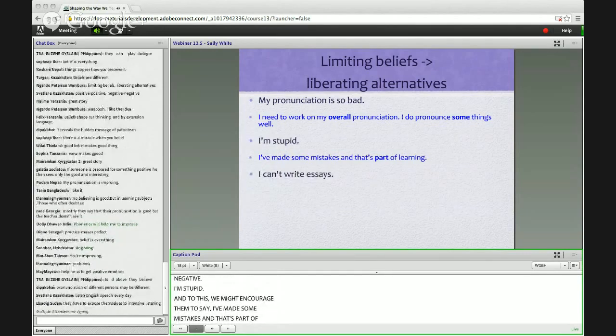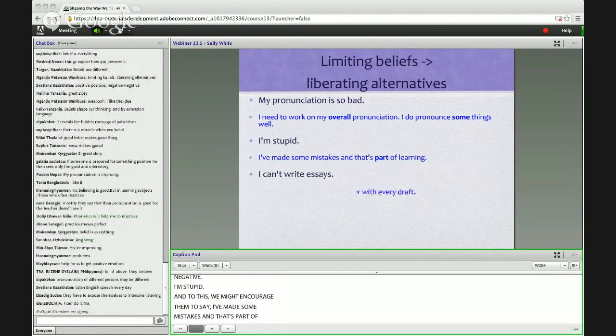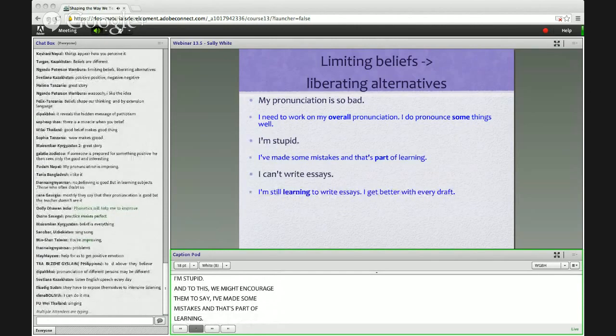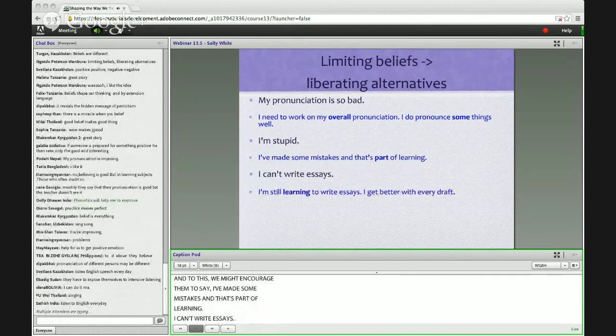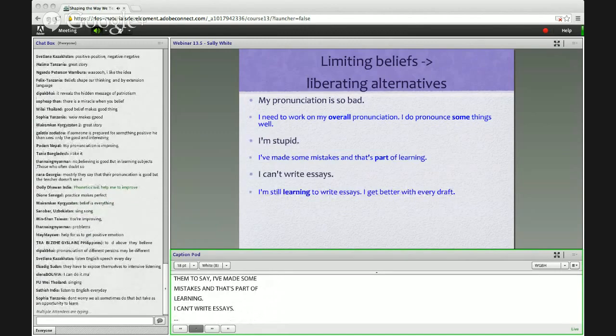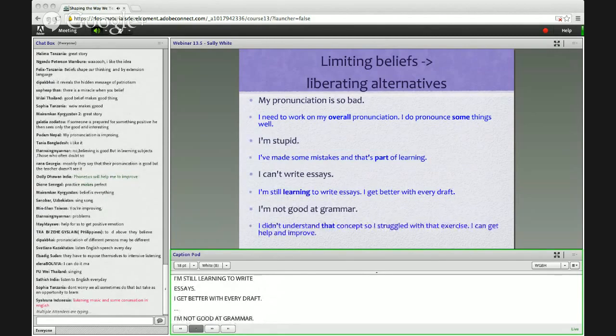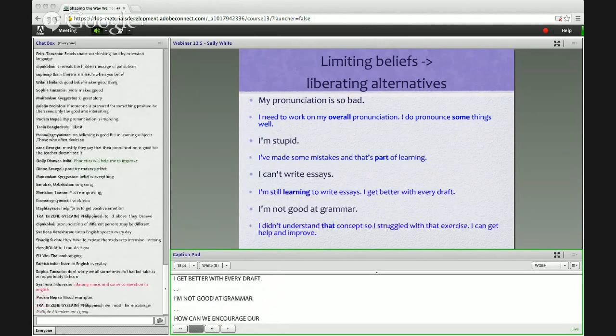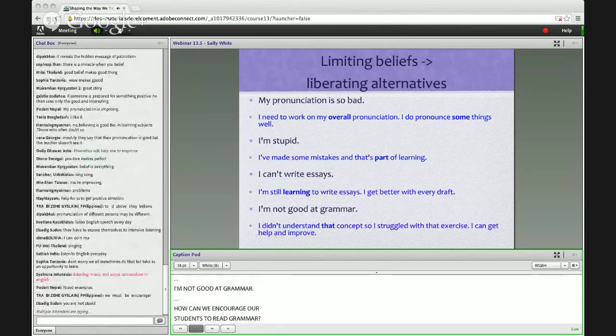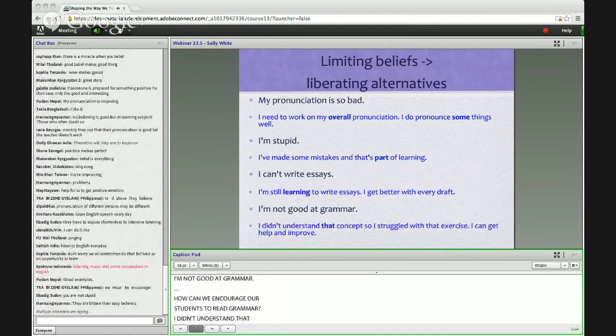"I can't write essays." "I'm still learning to write essays. I get better with every draft." "I'm not good at grammar." How can we encourage our students to reframe that? "I didn't understand that concept, so I struggled with that exercise. I can get help and improve." These are just some examples.